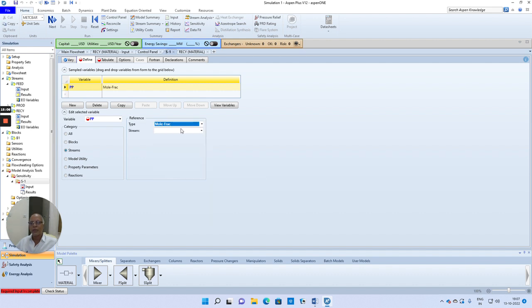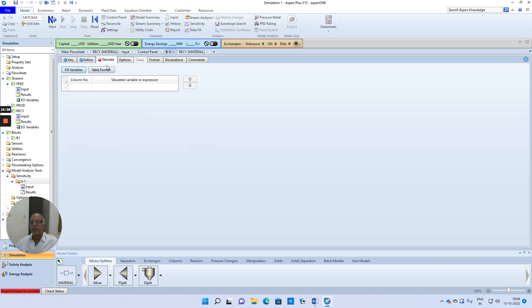So let me call it mole fraction. This is the variable I am looking at in the product stream. And what is the component? So you can pick up any one of them, IV. So whatever name that I have given here, which is named as PP, is going to represent the mole fraction of component isobutane in the product stream, right? So let us say we wanted to vary the recycle flow rate, and for each of these recycle flow rates, we wanted to observe what is the mole fraction of the isobutane in the product stream.